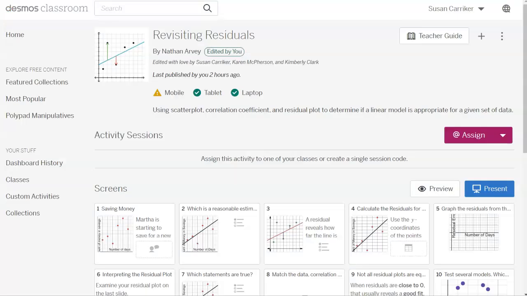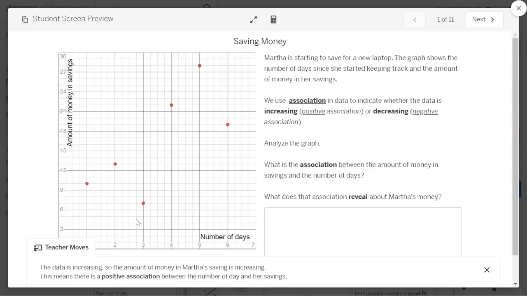The last activity is revisiting residuals. So they're kind of doing it all again. They're going to be looking at scatter plots, correlation coefficients, and residual plots to determine if a linear model is appropriate. They are about to have a test. There are these things on here, so we do need to go back over this vocabulary. An association. What is the association in this data, and what does it reveal about Martha's savings?